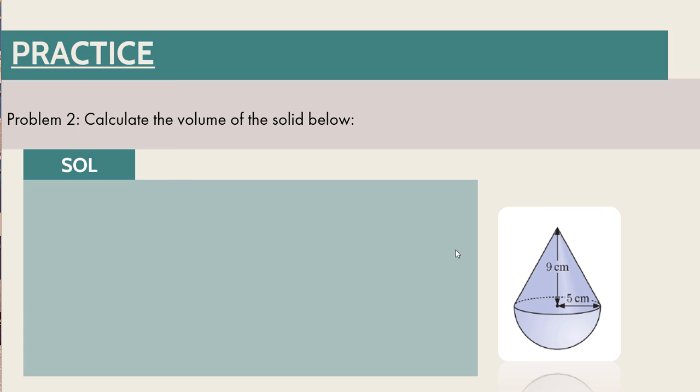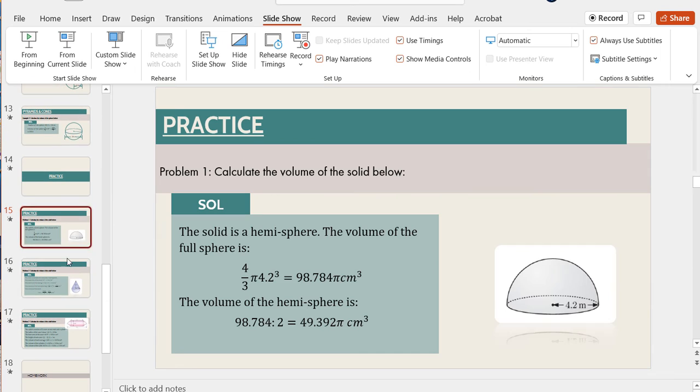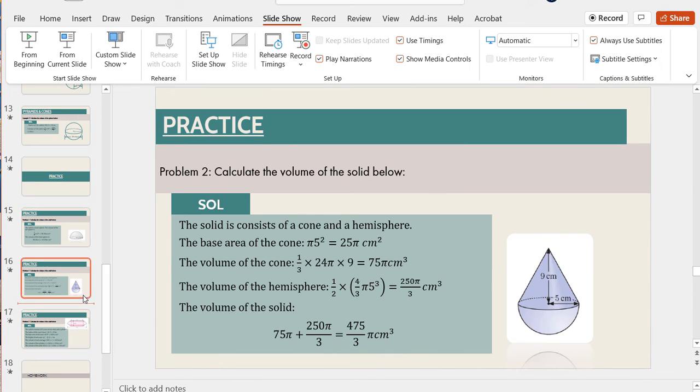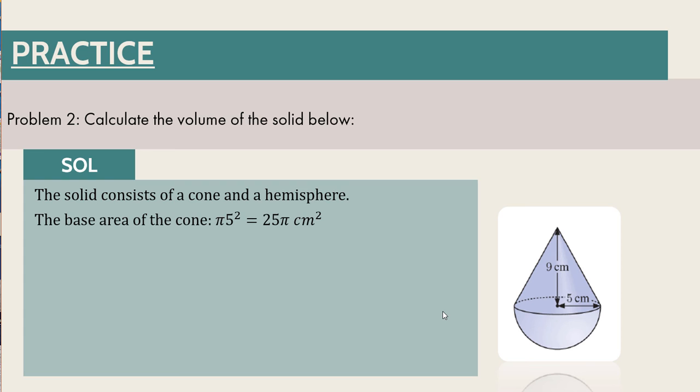Here we have a weird solid, but it can be broken down into two basic solids, which are a cone and a hemisphere. The solid consists of, okay, let me correct this. The solid consists of a cone and a hemisphere.